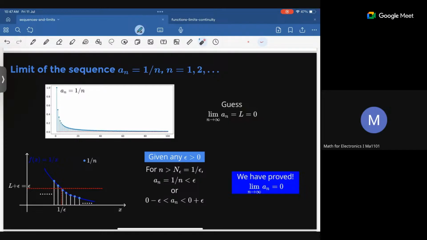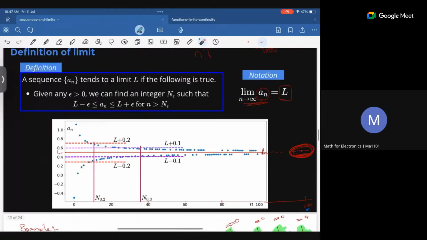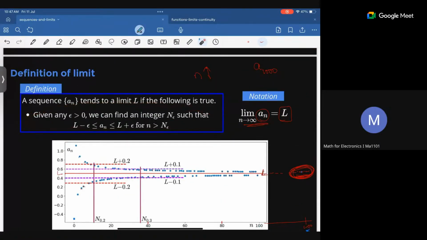That's it. And this is like a proof. So this is the mathematical way of denoting the limit of a sequence. Even if you don't understand, don't worry.